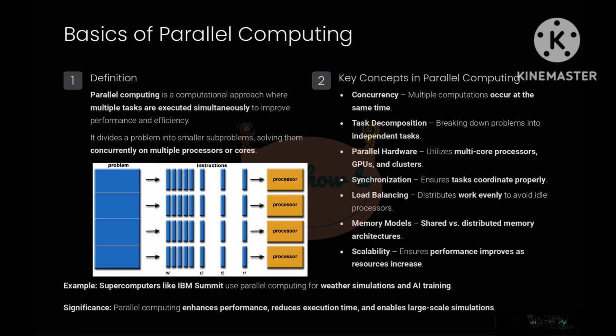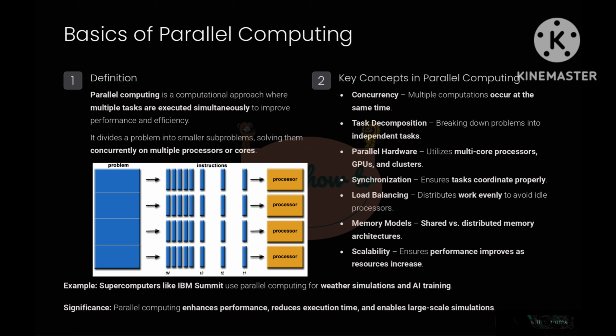First important concept is concurrency, which means many computations happening at the same time, not one after another. To make parallel computing work, we break large problems into smaller tasks. This is called task decomposition. Each processor takes a part of the problem and works on it. The hardware for parallel computing includes multi-core processors, GPUs, graphics processing units, and clusters of computers connected over a network.